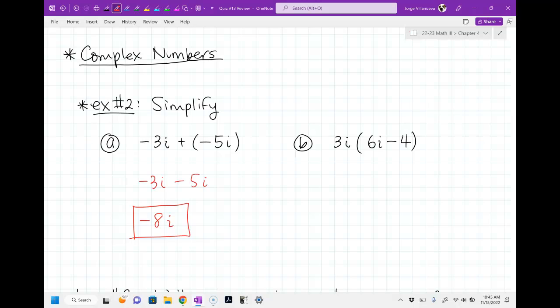Okay? So we're going to have to send this over. So for part B, I'm going to get 18i squared minus 12i. Well, we know that i squared is -1, right? So that's 18 times -1 minus 12i. And 18 times -1 is -18, right? And here is your answer.